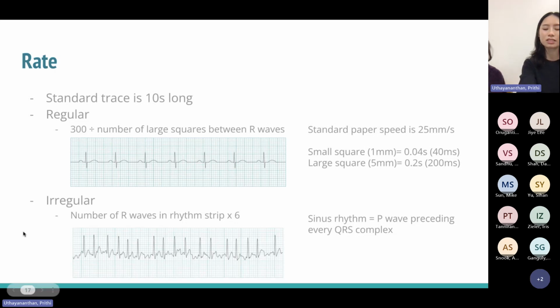Another thing to mention is you want to see whether it's in sinus rhythm or not. Sinus rhythm is when there's a P wave before every QRS complex. And yeah, you just want to comment on that too.